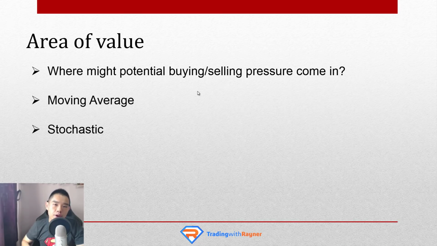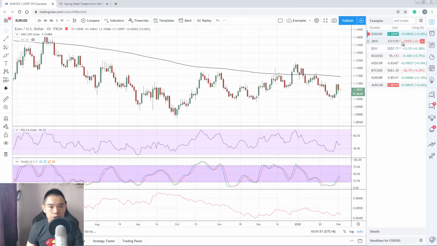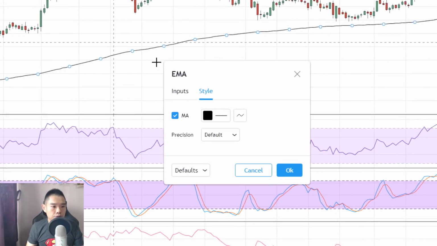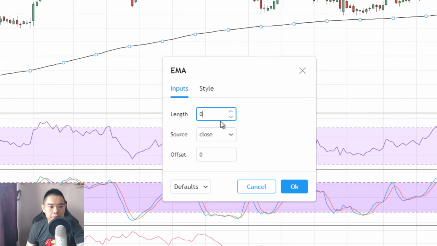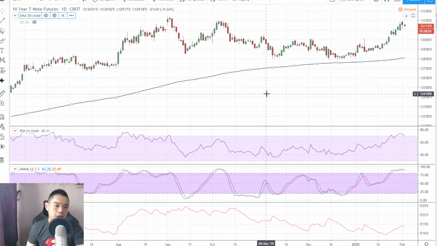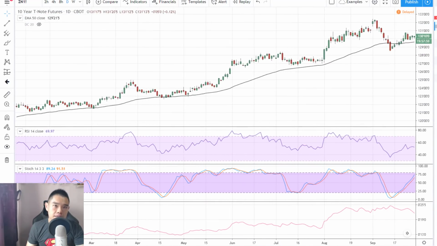Next one, area of value. For this one, you're pretty much asking where might potential buying or selling pressure come in. You can use a tool like moving average or stochastic. Let me explain. So for example, this one over here, let's change this to the 50 MA because you can see it's a healthy trend. Notice how the price respects the 50 period moving average. It finds area of value at these lows, these lows, these lows, and these lows. So this 50 period moving average is acting as an area of value where potential buying pressure could come in.